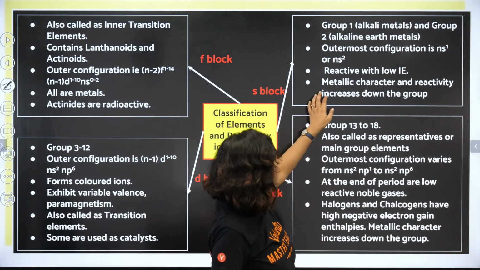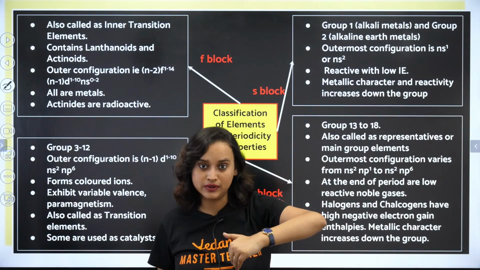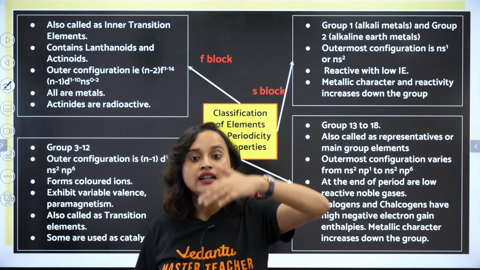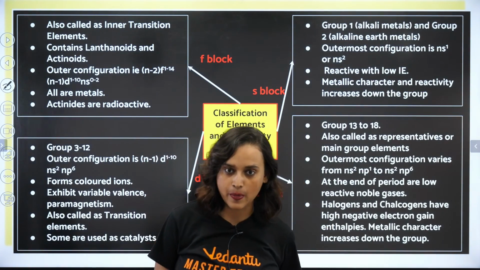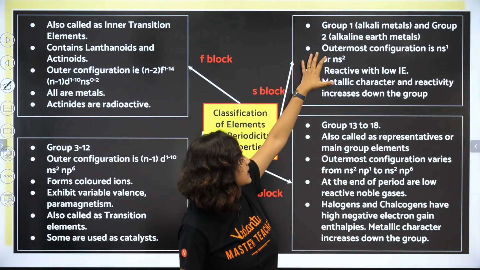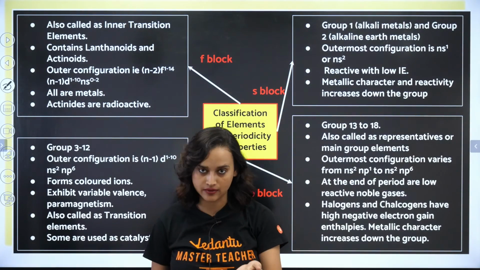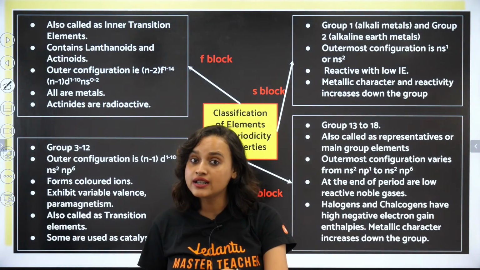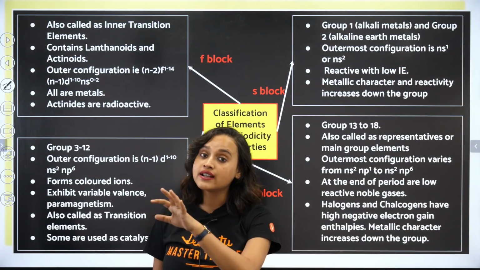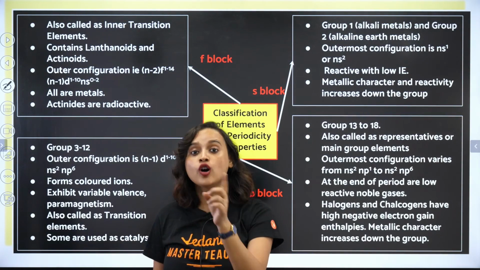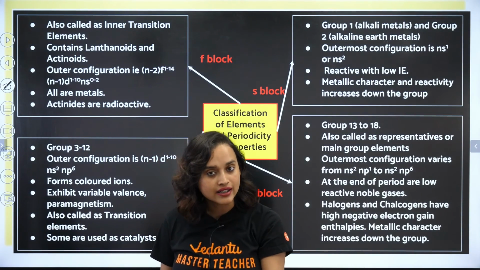Metallic character and reactivity increase down the group. The oxides that are formed by these metals are usually basic in nature. We have studied that in our lower grades as well, right? Metallic oxides are usually basic in nature, and non-metallic oxides are usually acidic in nature.